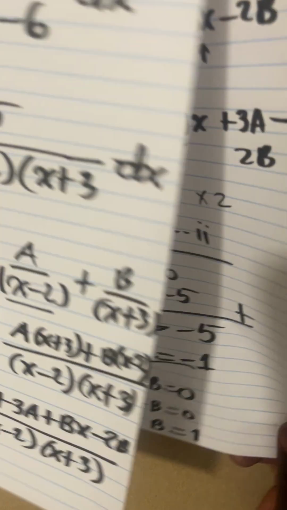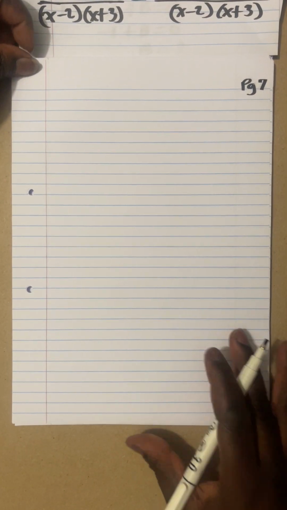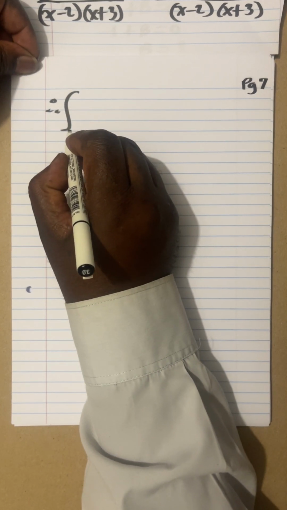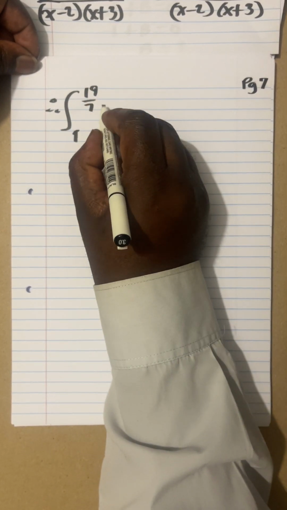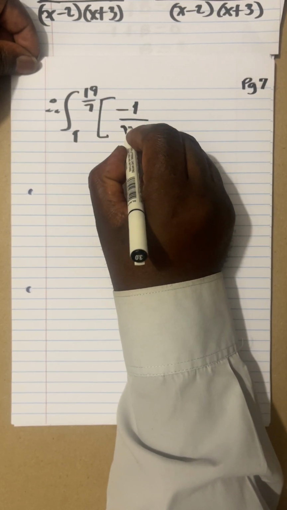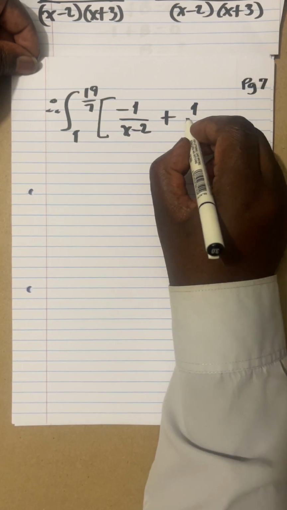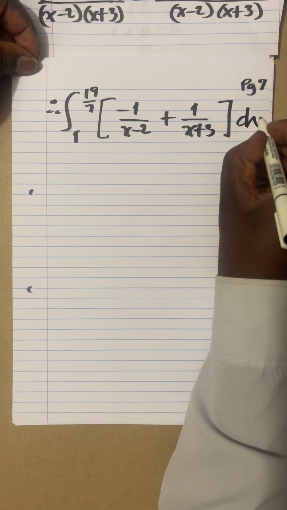Right, so let's go to page 7 then. So on page 7, we can say, you can still see what I'm writing. So we can say, therefore, now we have the integral, watch this, from 1 up to 19 over 7. In brackets, now I'm going to have minus 1 over x minus 2 plus 1 over x plus 3. And then I have dx.